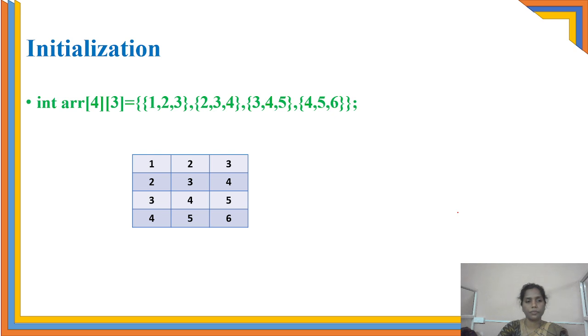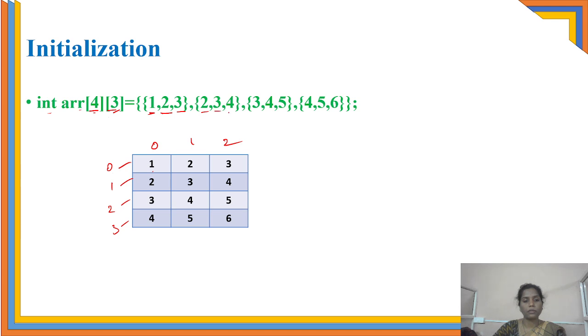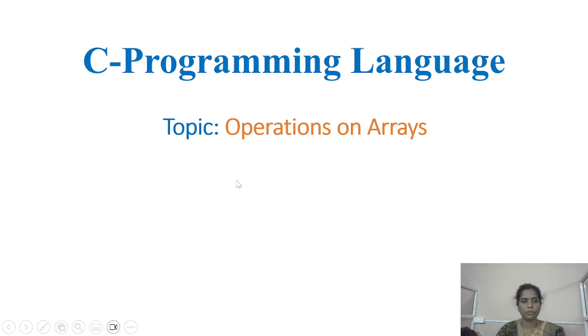So initialization for a two-dimensional array. So int A of 4 3. 4 means number of rows, 3 means number of columns. See, 4 rows: 0th row, first row, second row, third row. 3 columns: 0th column, first column, second column. And 0 0, 0 1, 0 2. Next 1 0, 1 1, 1 2, 2 0, 2 1, 2 2, 3 0, 3 1, 3 2. In this way the elements will be stored.